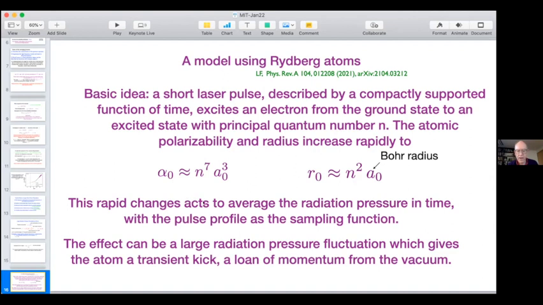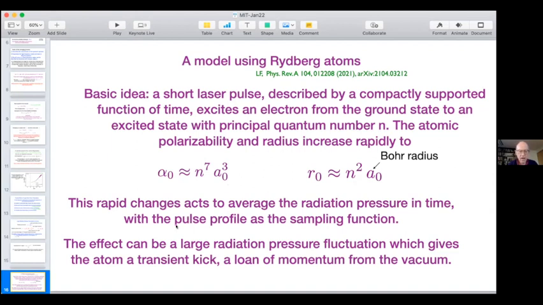This rapid change basically averages the radiation pressure in time from something. If n is of the order of 10, then the polarizability is going to increase by 7 orders of magnitude in a relatively short time, which you can think of as effectively switching on the polarizability from a very small value to a much larger value in a time scale tau, which is the switch on time of a laser pulse. And here, essentially the pulse profile is going to be the sampling function. The f of t will be the envelope function of this laser pulse.